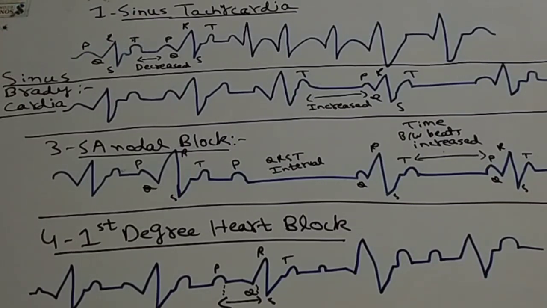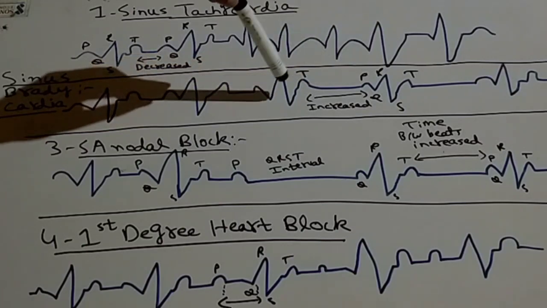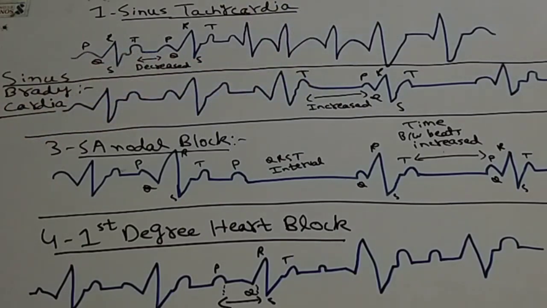Now talking about sinus bradycardia, we know that in sinus bradycardia the number of beats is less because the heartbeat is very much less. So that's why the distance between the two beats increases. So this is sinus bradycardia.